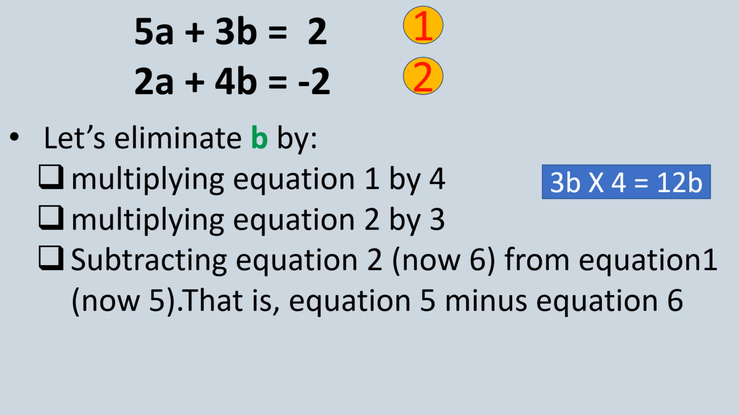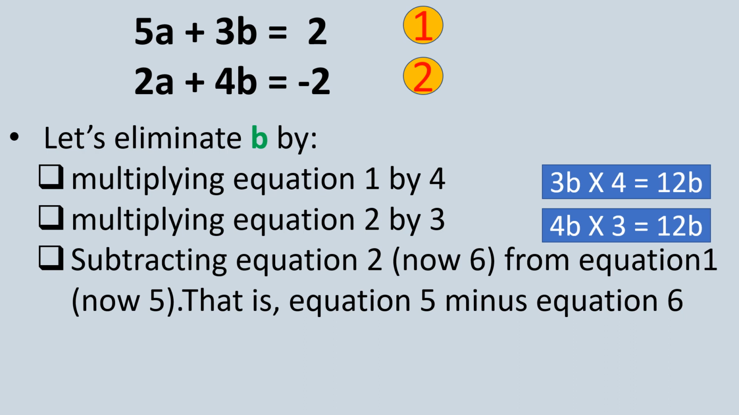Now let's look at this. When we multiply the b component in equation 1 by 4, what do we have? We have 3b times 4, which is 12b. And if we multiply the b component in equation 2 by 3, we have 12b. So that's the whole idea, having the same look in terms of b in both equation 1 and 2, so that we can subtract them from each other, thereby eliminating.